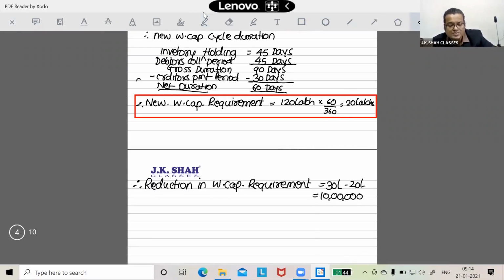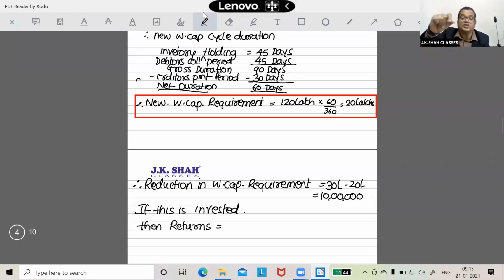So what is asked in point C? Savings by reducing the average inventory holding period. So definitely this is a reduction. If this is invested, I cannot say in what. If this 10 lakh is invested, then what will happen? Then returns would be, what is the return?